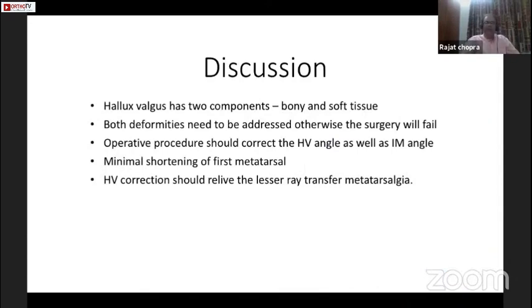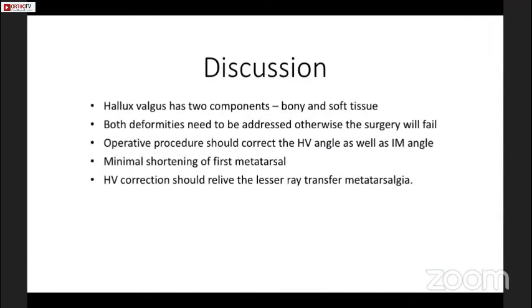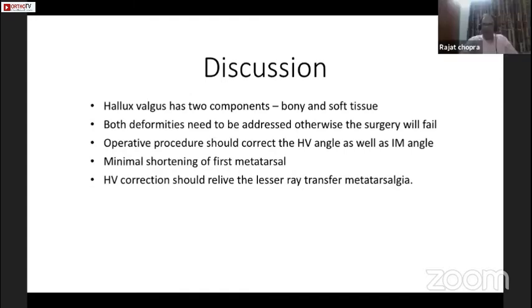So if we come to the discussion part of the surgery for hallux valgus, it mainly has two components. You have to look at the bony as well as the soft tissue balancing.